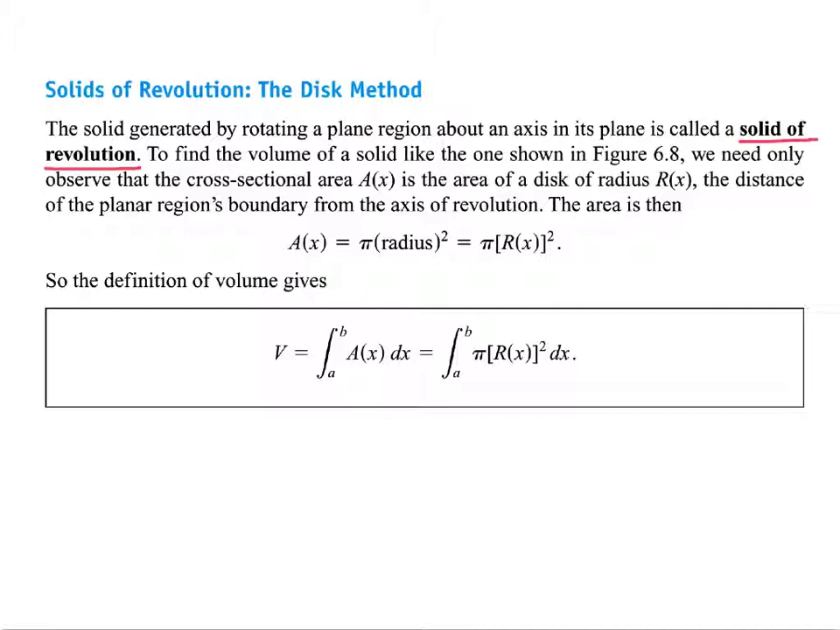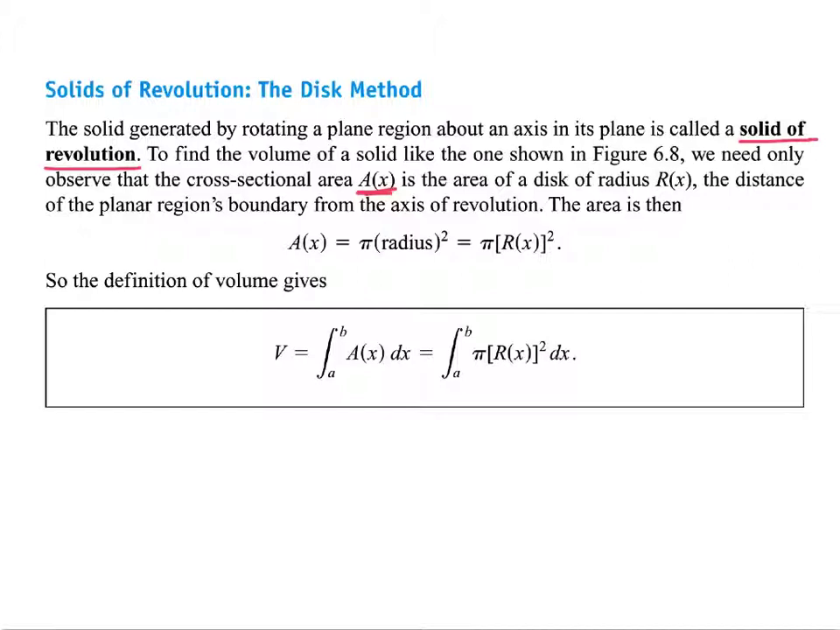To find the volume of a solid like the one shown, we need only observe that the cross-sectional area, A of x, is the area of a disk of radius r, the distance of the planar region's boundary from the axis of revolution. Basically what that means is how far is the curve from the axis of revolution. In our problem it was the x-axis.